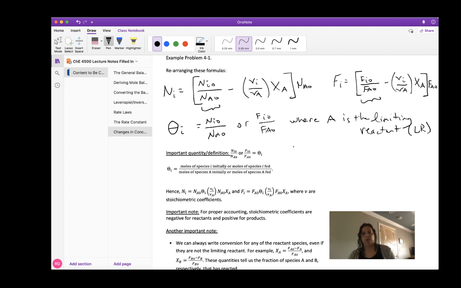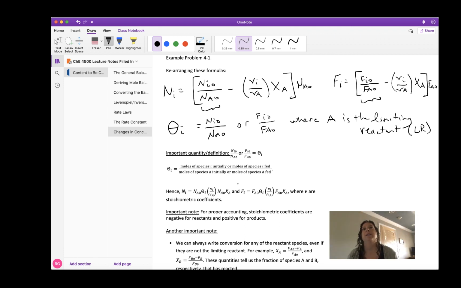So this is an important quantity or definition, this theta_i: the moles of species i initially, or the moles of species i fed, divided by the moles of the limiting reactant initially, or the moles of the limiting reactant that's fed. So you'll see this definition used in the textbook, for example.